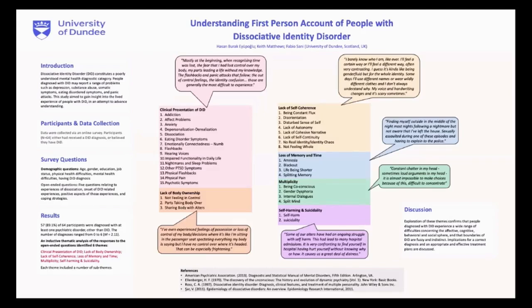For example, being co-conscious, having internal dialogues in head, gender confusion, etc. The fifth theme is self-harming and suicidality. Participant reports that one of their alters has thought about or attempted suicide and/or inflicted self-harm.